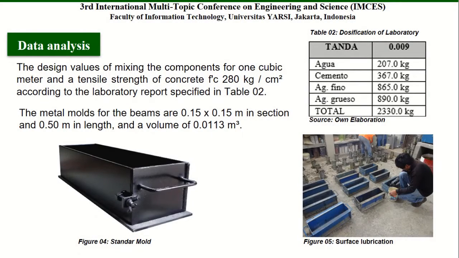So the same values for mixing the components for 1 cubic meter and in a tensile strength of the concrete, 280 kilograms per square centimeter, according to the laboratory report specified in table 2, where we have the tender with the components: the water, cement, fine aggregate, and thick aggregate in a total of 2,330 kilograms. So the metal molds for the beams are 0.15 by 0.15 meters in section and half a meter in length, and the volume of 0.013 cubic meters.